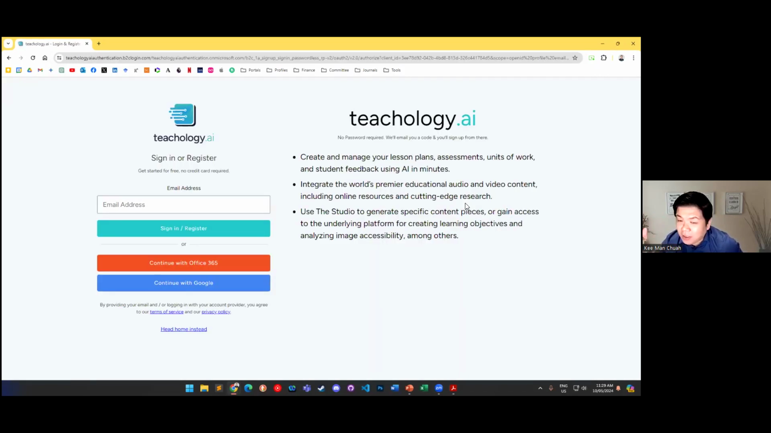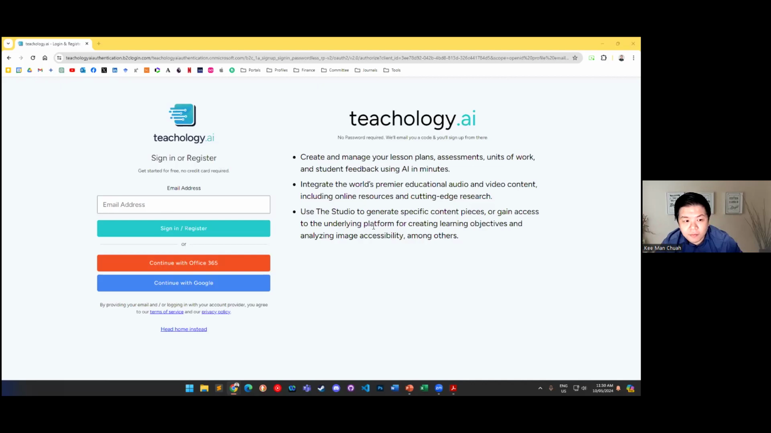You can rely on ChatGPT, Copilot, or whatever you want, no problem, because those are capable. The only problem with ChatGPT nowadays, because it's open-ended, you really need to remember the prompts. If you give very simplistic prompts, then it will not be helpful. But I'm going to go here first. Very simple one. Just go to teachology.ai.